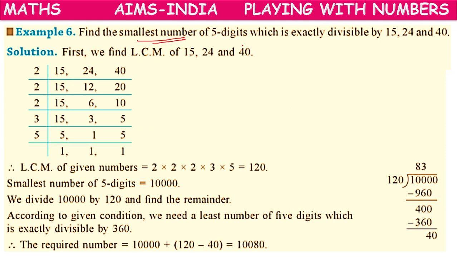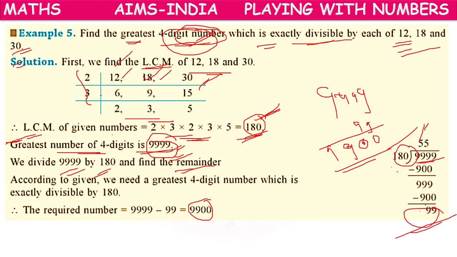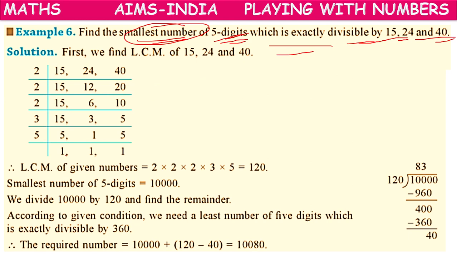Next. Find the smallest number of 5 digits which is exactly divisible by 15, 24, 40. So here smallest number of 5 digits we have to find. Here greatest number of 4 digits is 9,900. In the same way, here smallest 5-digit number we have to find. Let's find the LCM of given numbers. LCM of given numbers 15, 24, 40.